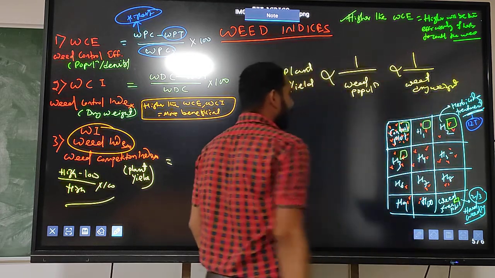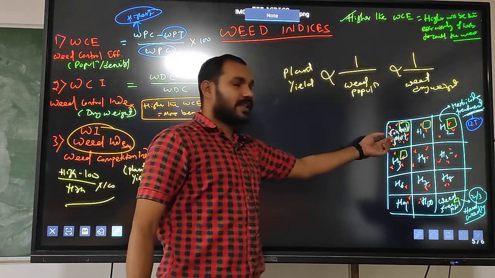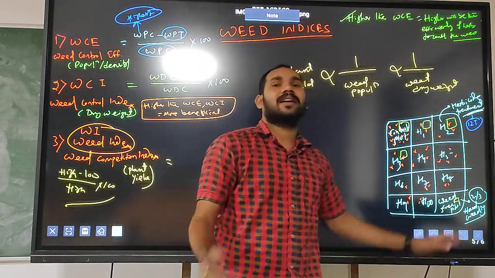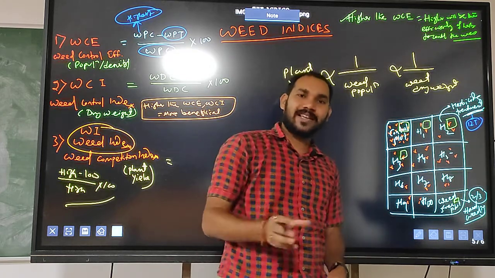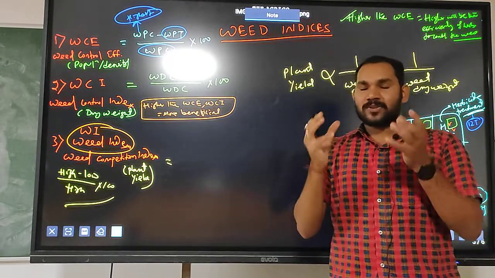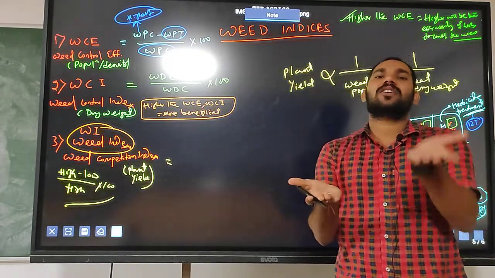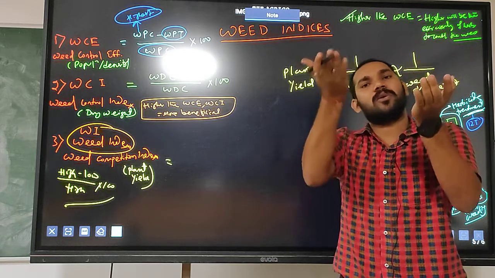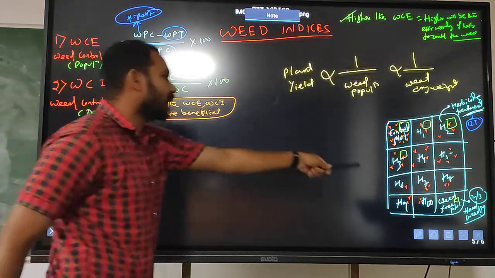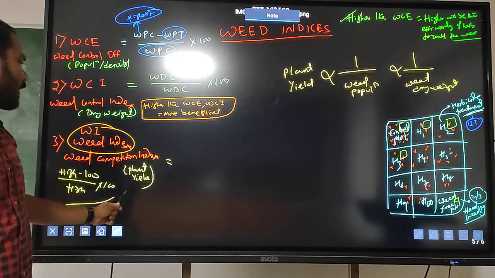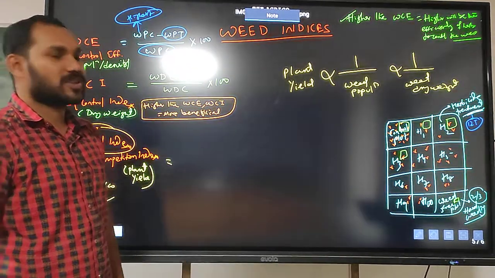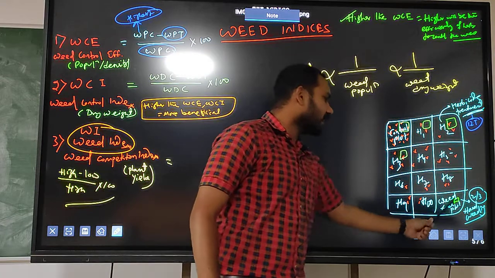Very simple. If the weed population is high, then the yield will be less. If the weed population is very less, then the yield will be high, obviously, because there is crop weed competition. So if the weed component is less, the yield component will be high. If the weed component is more, the yield component will be less. So out of these 12 treatments, which treatment has more plant yield? Obviously where the weed population is less, which is in the weed-free plot.